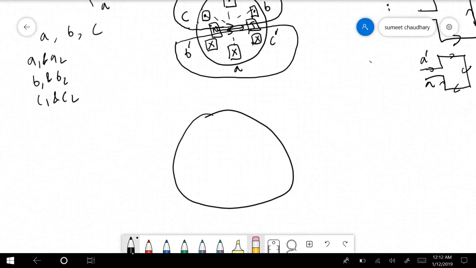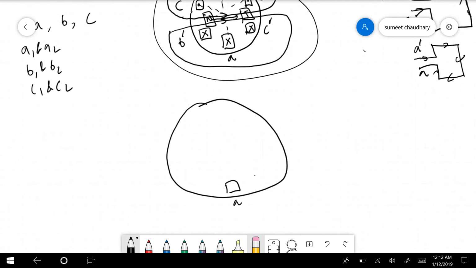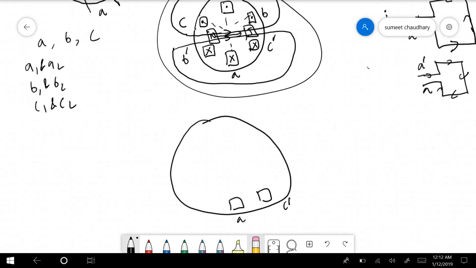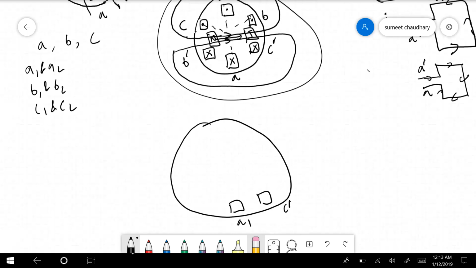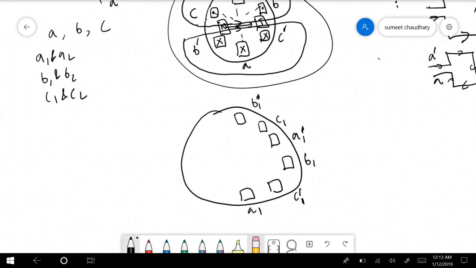So what I'm going to do is I'm just going to draw this one first. You have A. I'm just copying the same arrangement that we have seen over here. So you have A, C dash, and let me put this as A1. You have C1 dash. Then you have B1. You have A1 dash. Then you have C1, and you have B1 dash.